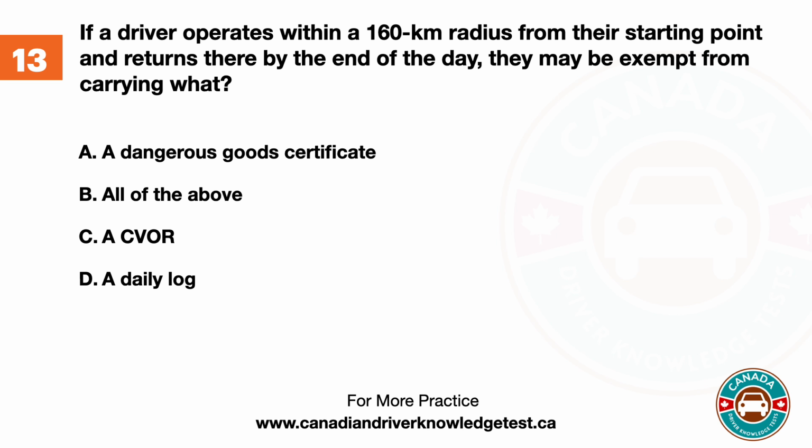Question 13. If a driver operates within a 160 kilometers radius from their starting point and returns there by the end of the day, they may be exempt from carrying what? A. A dangerous goods certificate. B. All of the above. C. A CVOR. D. A daily log. The answer is D. A daily log.